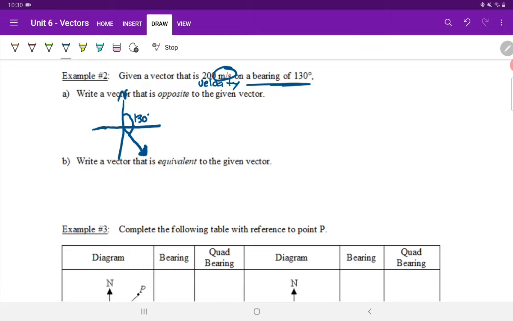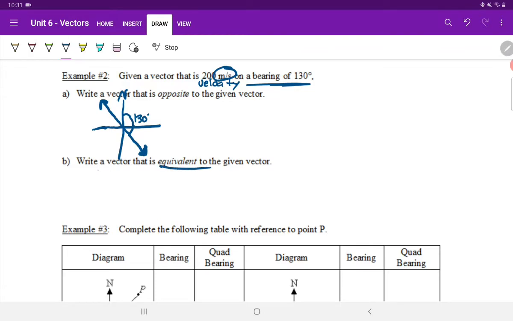Now it says write a vector that is opposite to the given vector. No problem. It's going to have the same magnitude, so make it the same length, just going in the opposite direction. So it could be something like this. Let's assume that's the same magnitude, but it's going in the opposite direction. That's an opposite to the given vector.